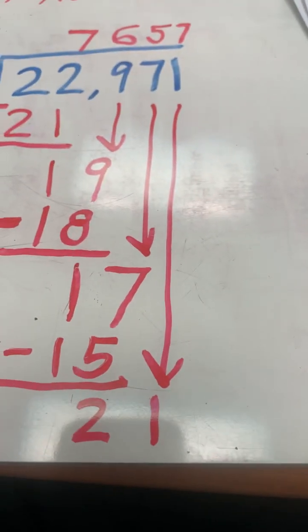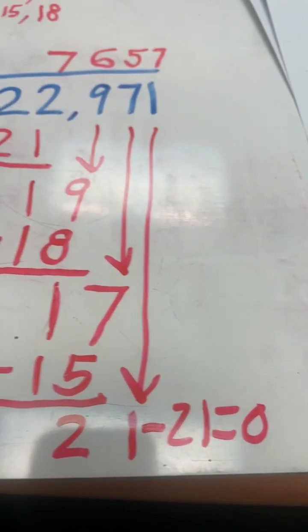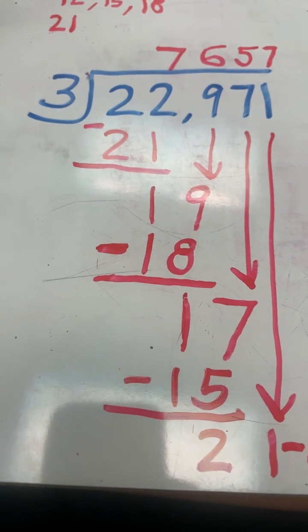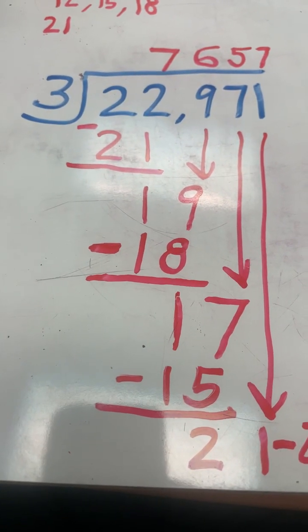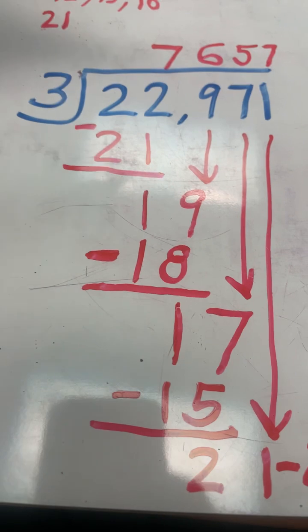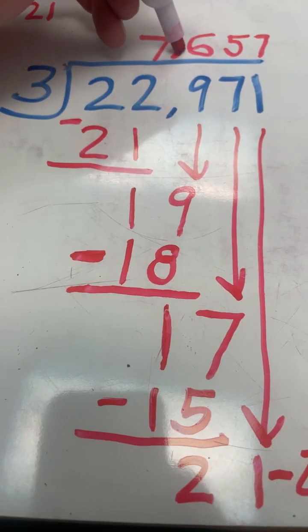21 minus 21 equals 0. So there's no remainder there. We have our final answer. 22,971 divided by 3 equals 7,657.